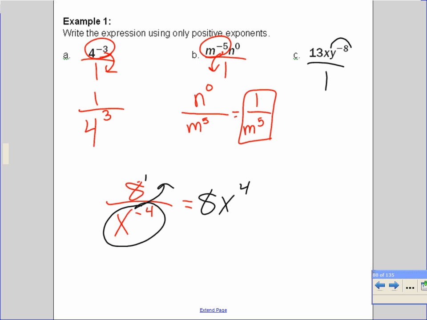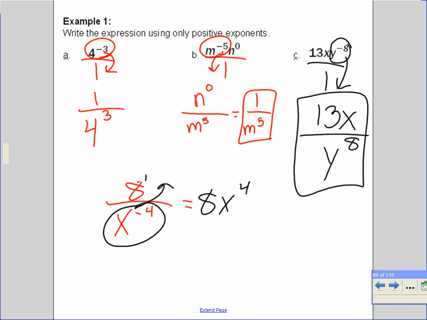Good job. So y to the negative 8, this is kind of like what Annalise was asking. That's the only term, I should say, that you're moving to the denominator. The negative exponent goes with y. So we have 13x over y to the positive 8th power. You only move the term that has a negative exponent. Any questions on that one?